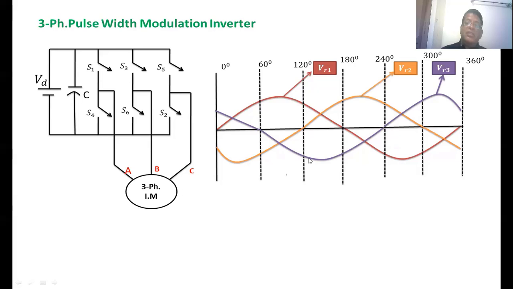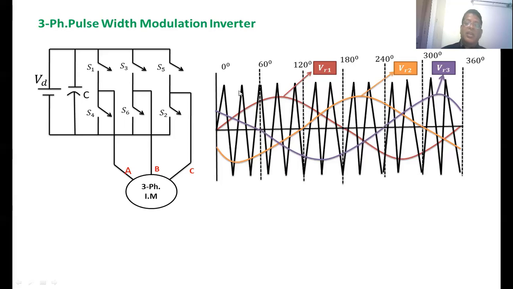Now compare the three signals with a carrier signal. This is the carrier signal. How much frequency of the carrier signal do we have to take? That depends upon how many pulses the inverter is giving in the output voltage.